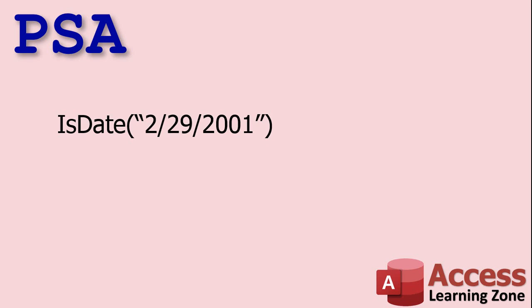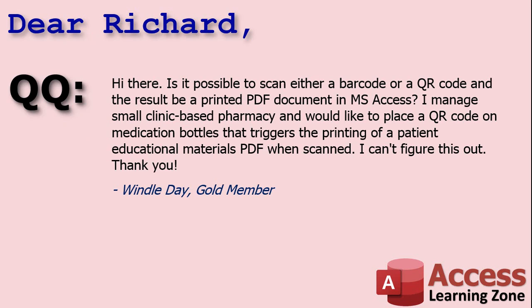Okay? Next up, Wendell Day, one of my gold members. Hi there. Hi, Wendell. "Is it possible to scan either a barcode or a QR code and the result be a printed PDF document in MS Access? I manage a small clinic-based pharmacy and would like to place a QR code on the medication bottles that triggers the printing of a patient educational materials PDF when scanned. I can't figure this out. Thank you."